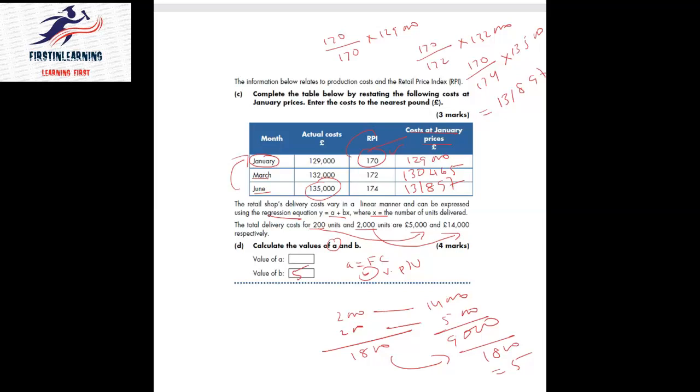And how much is the fixed cost? Now we have to identify the fixed cost. We can pick either 2000 or 200. Let's pick 2000. For 2000 units, the total cost is 14,000. So we say 2000 times 5, that is 10,000. This is the variable cost. From the total cost of 14,000, if I subtract the variable cost, the difference is 4,000. This is the fixed cost. So the value of a is 4,000.